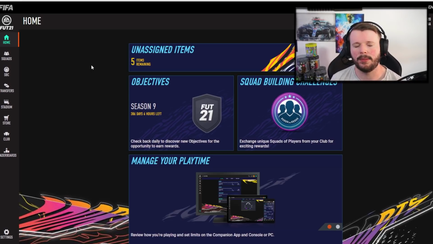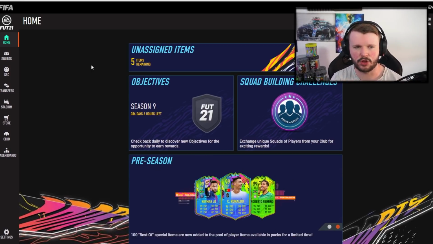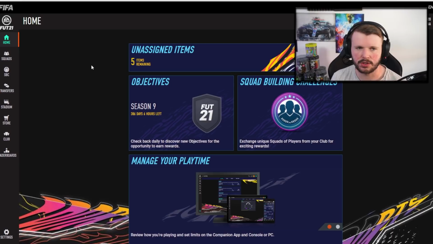You'll know the web app is close when the FIFA 21 web app, which is what we're on now, isn't available for you to go on to online.